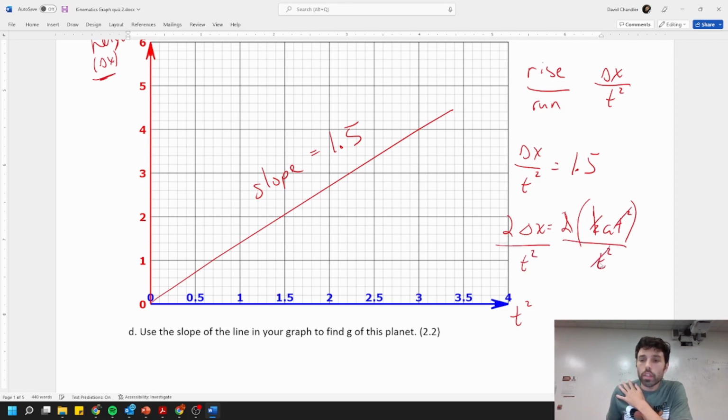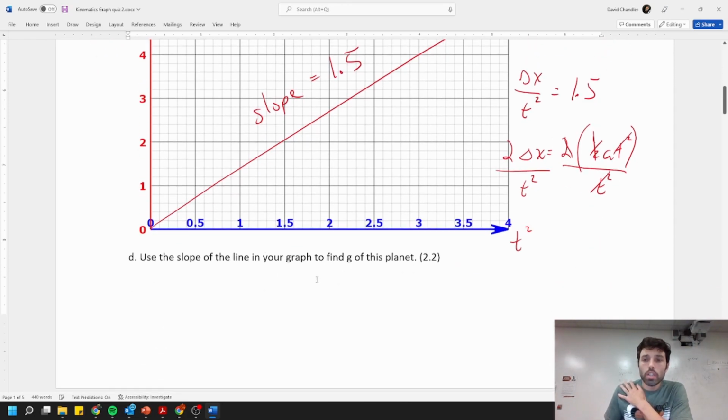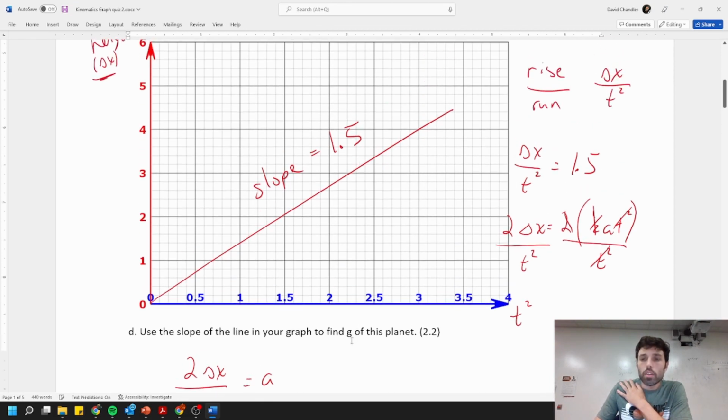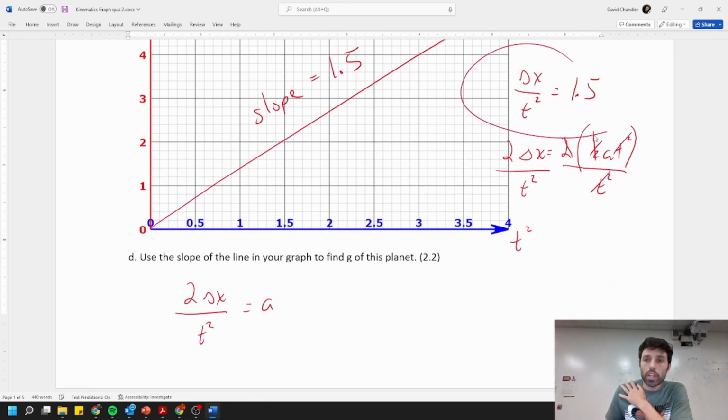And I'm going to get the expression 2 delta x over t squared equals a, or the acceleration due to gravity on this foreign planet. Earlier we said that delta x over t squared is equal to 1.5. So there again we see delta x over t squared. So I'm going to replace this term, delta x over t squared, with 1.5, because that's what it equals, right? It's the same thing. When I do that, I get 2 times 1.5 equals a, and then we solve for that, and we get a equals 3.